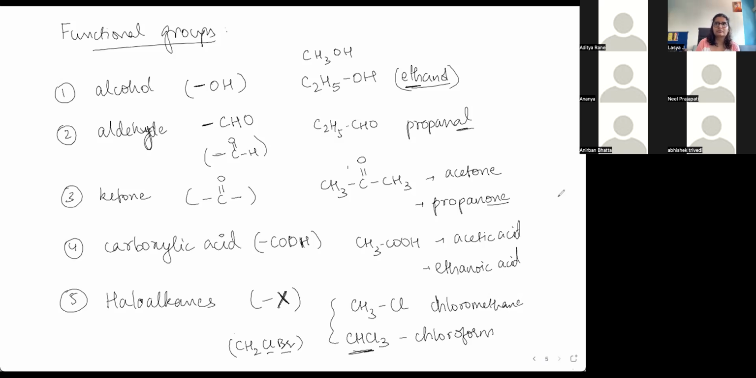Besides this, there's a ton of functional groups. If you take chemistry in 11th and 12th, you will also study amines, which is a nitrogen based functional group. Ethers, that's also another functional group. Lots of different functional groups, but these are the most common ones that you see in everyday life also.